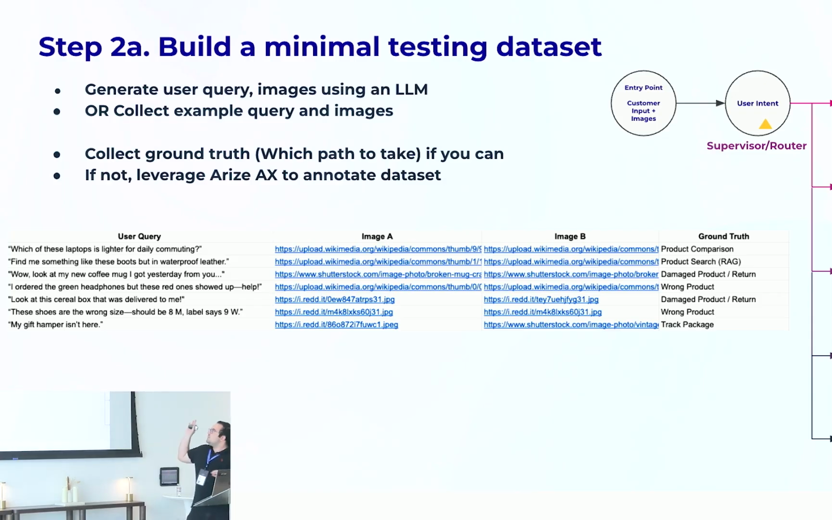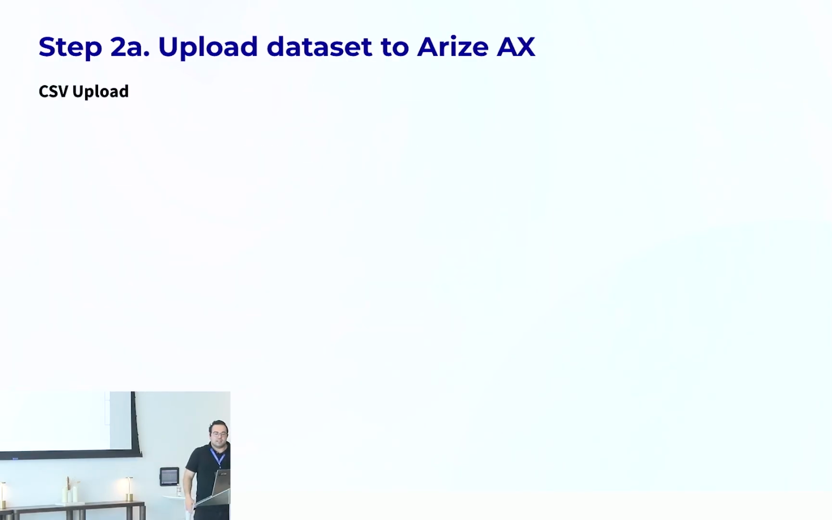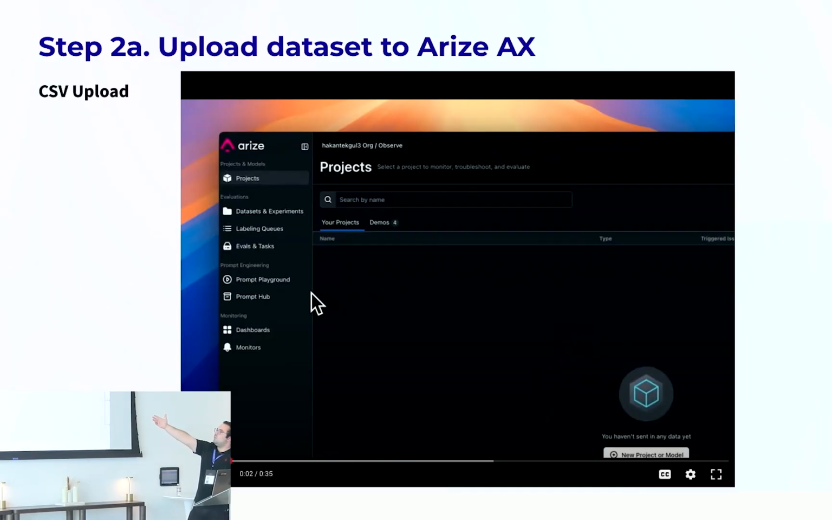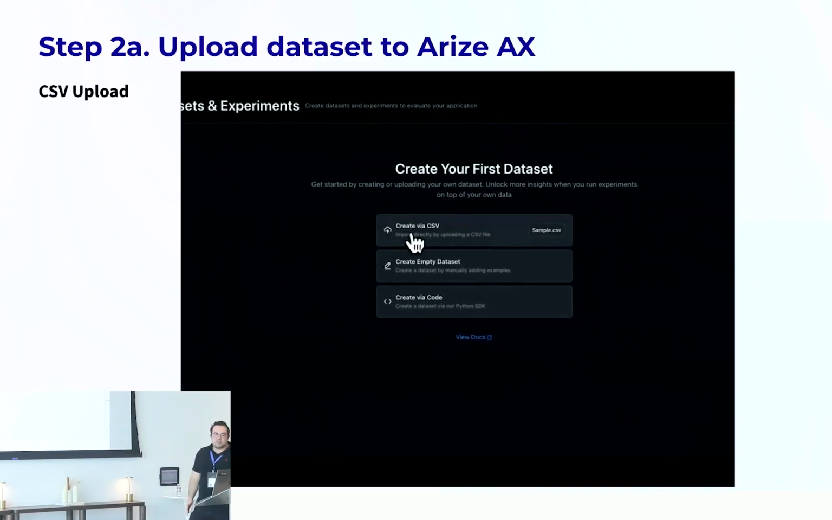Okay, some stuff is missing, but I think that should be okay. So then you build a minimal testing data set on top of this. What I have is simple: 5 examples, some set of images, and then a ground truth, right?